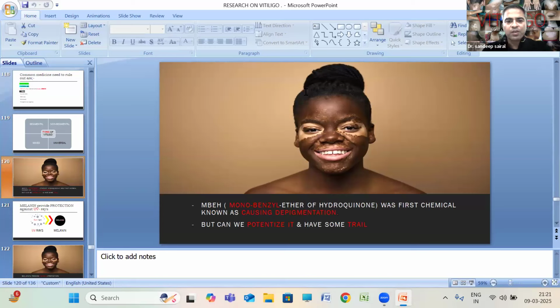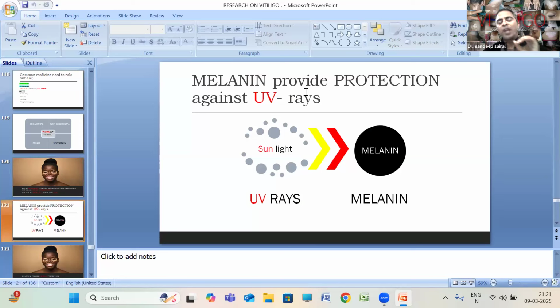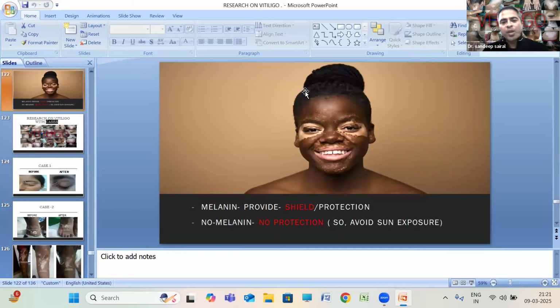Most of the time people ask what precaution to take or what to avoid in vitiligo. I have just a single thing to avoid, and that too is logical. In vitiligo you have white patches because you don't have melanin, and melanin provides protection against UV rays or harmful sunlight. When you don't have that shield, the single prevention is to avoid excessive sun exposure. This is the logical answer I can give you.